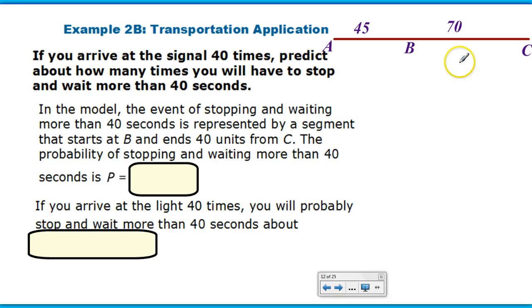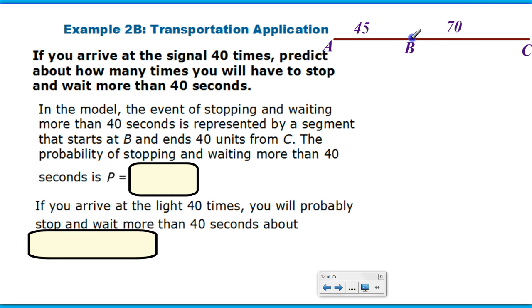So here's a little diagram that I drew. We arrive at a signal, and here's the signal cycle. From A to B we have the walk sign, and from B to C for 70 seconds we have don't walk. So we need to determine the possibility of waiting more than 40 seconds, right? And we could kind of draw that in.